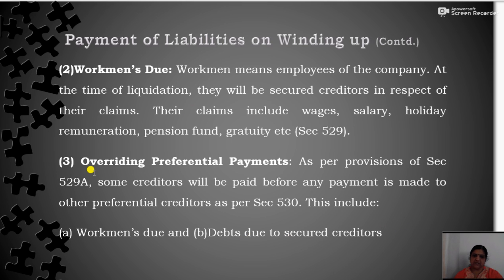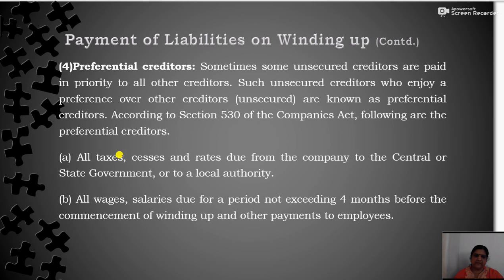So the third item is overriding preferential payments, and as per the provisions of section 529A, some creditors will be paid before any payment is made to preferential creditors as per section 530. And this may include workmen's due and also debts due to secured creditors. Then the fourth item is preferential creditors.